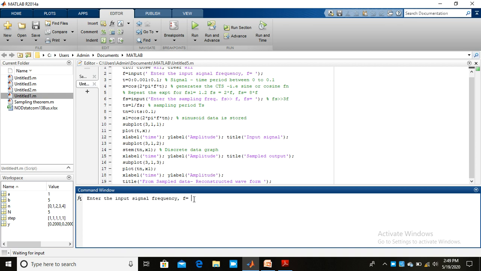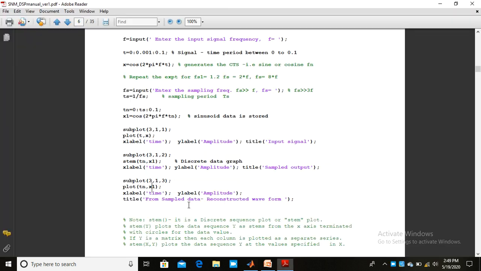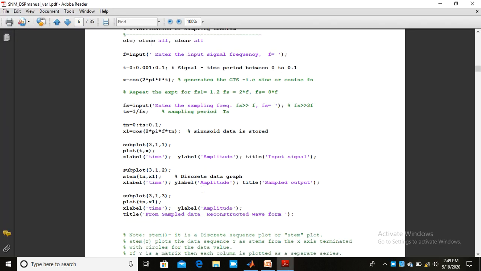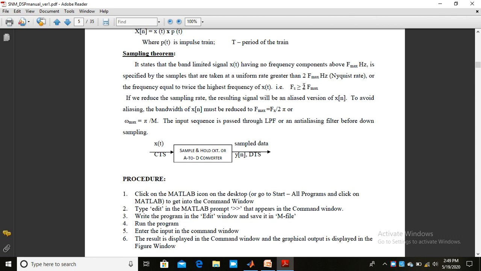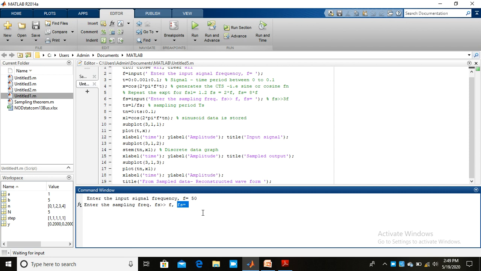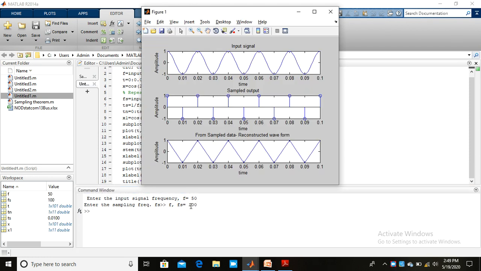Here we have to assign the frequency. I am assigning 50. Next we have to give the sampling frequency. Already I explained that the sampling frequency is greater than or equal to 2 times f. So here I am giving 100. This is our continuous time signal. This is our discrete time signal. This is our reconstructed waveform.